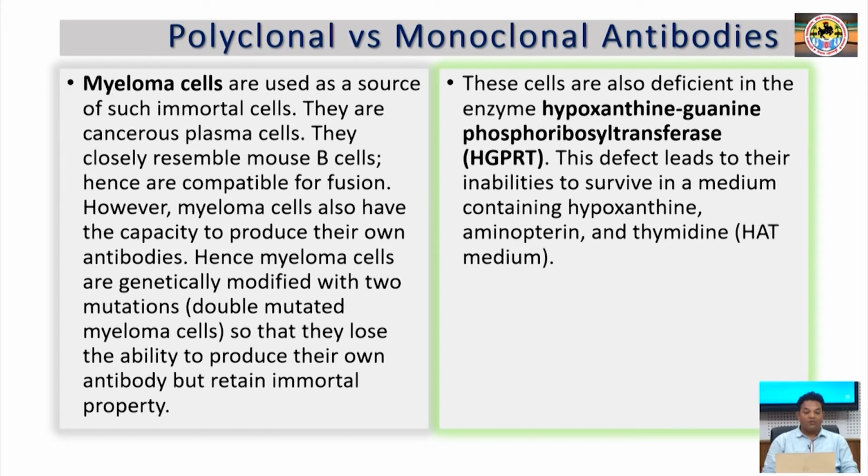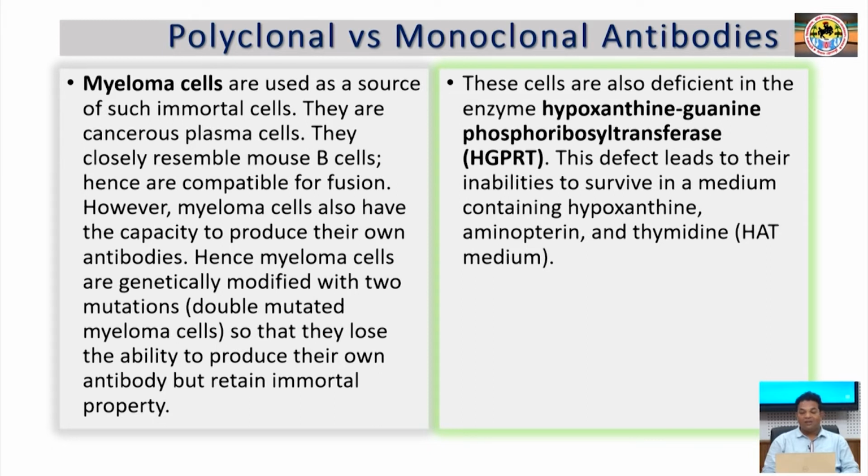Myeloma cells, from where are we going to get them? Cancerous plasma cells. Why are we going to choose this type of cell? Because it resembles the mouse B cell in nature. However, myeloma cells also have the capacity to produce their own antibodies.